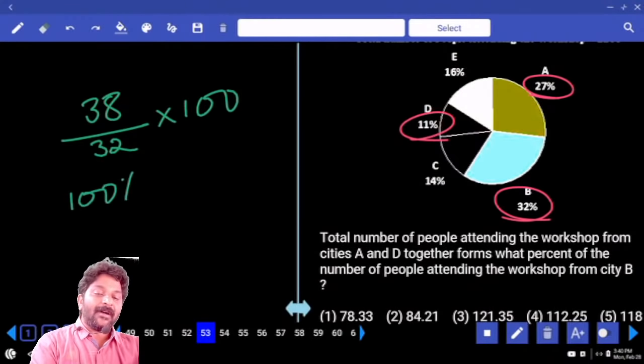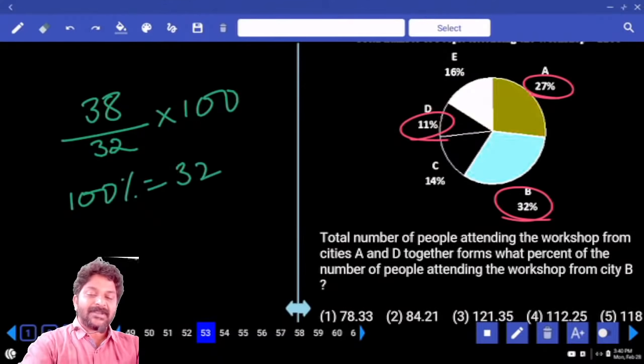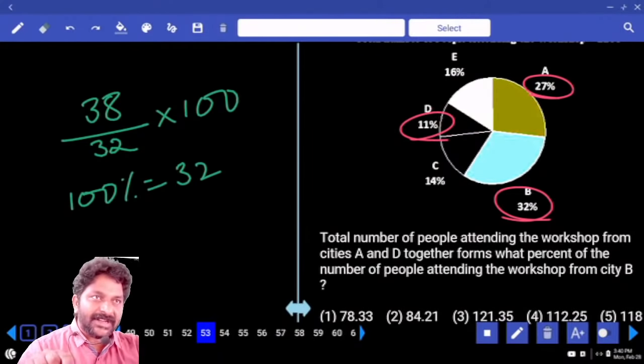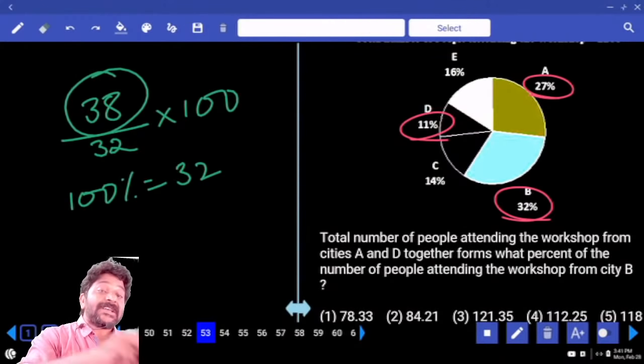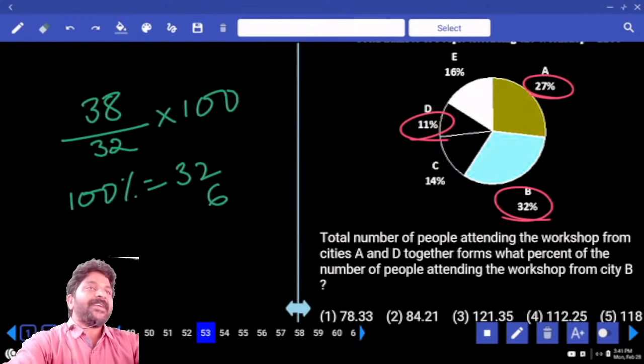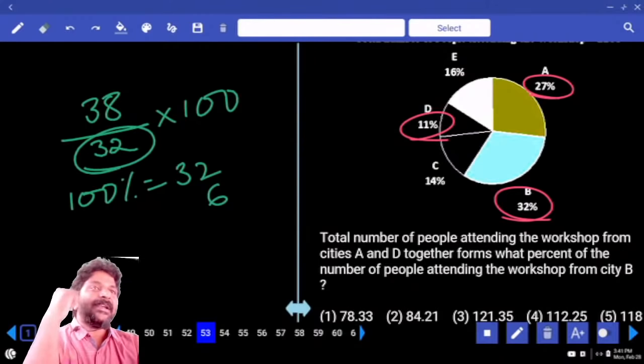Numerator is more than the denominator. That means the answer must be more than 100%. And 100% value is the denominator, which is 32. But the numerator is how much more than the denominator? We need to identify 6 is what percentage? Correct? What is 10% of the denominator?